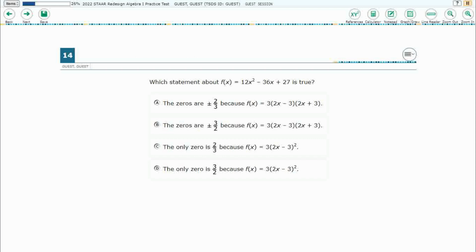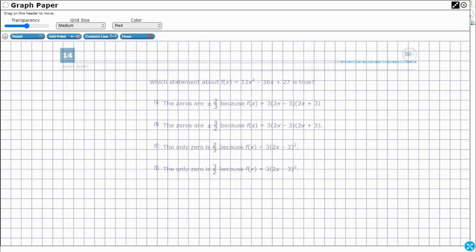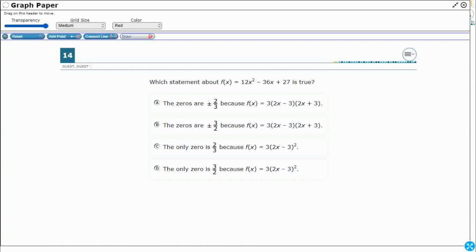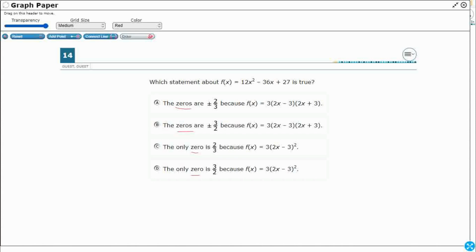So we have a quadratic function here. F of x equals 12x squared minus 36x plus 27. We need to find something that's true. And I'm going to open up my graph paper here. We notice that they're all asking about zeros. Okay, so how many zeros are there and what is it exactly? So it could be two different zeros, could be one different zero. So how do we even figure that out?